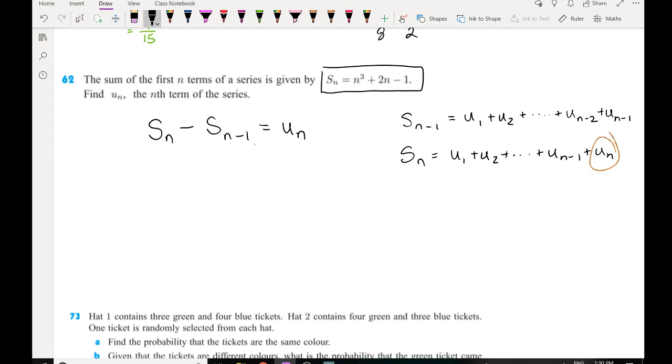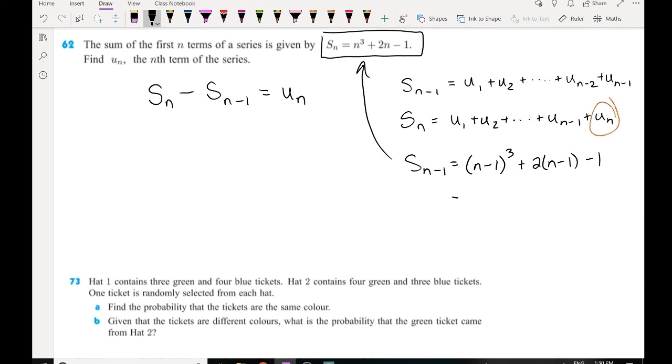So the way to get the n minus 1th term would be to just sub n minus 1 into this equation up here. So instead of having n cubed, I'll have n minus 1 cubed. Instead of having plus 2n, I'll have plus 2 times n minus 1, and then I'll just subtract 1 at the end. So we've got a little bit of expanding to do here. This is a binomial expansion. It's not too tough because it's just a minus 1 there.